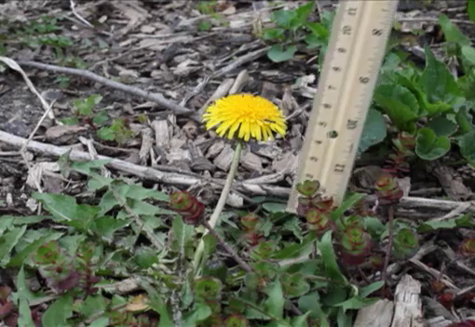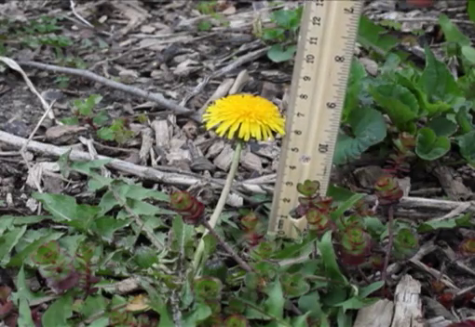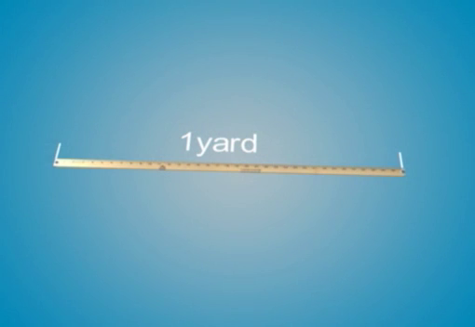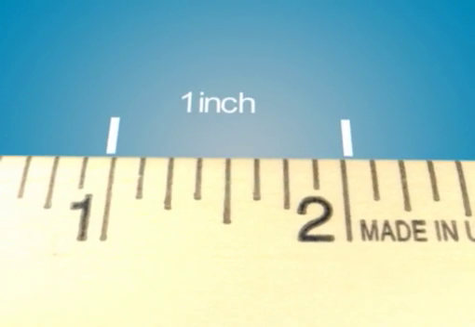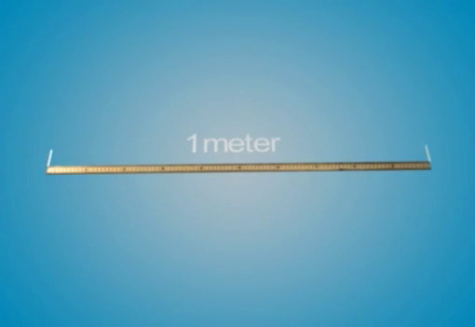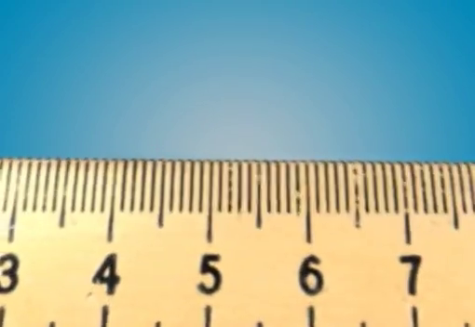Metric rulers measure smaller items as well. The units on a metric ruler are in centimeters. This tool, called a yardstick, is used to measure longer objects in inches. This is a meter stick. It's used to measure longer objects in centimeters.